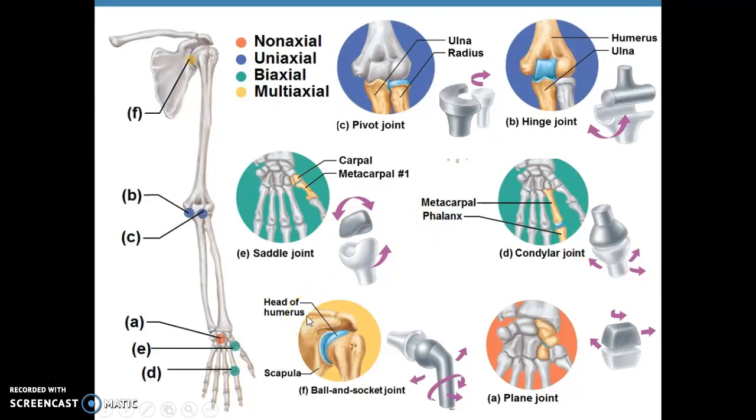Multi-axial, this is going to be an example. This would be the ball and socket. This is one that you find in your shoulder, and this is going to have multiple directions. If you think about how your shoulder moves, you can go pretty much almost any direction with that. So multi-axial, you get a lot of range of motion.